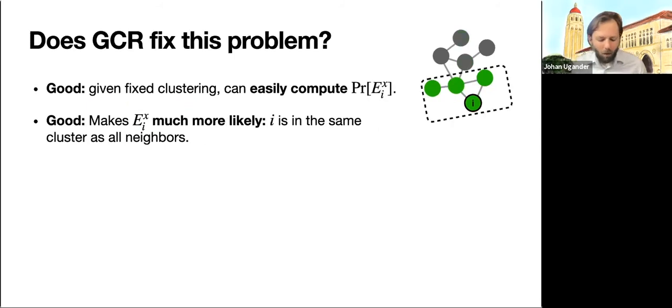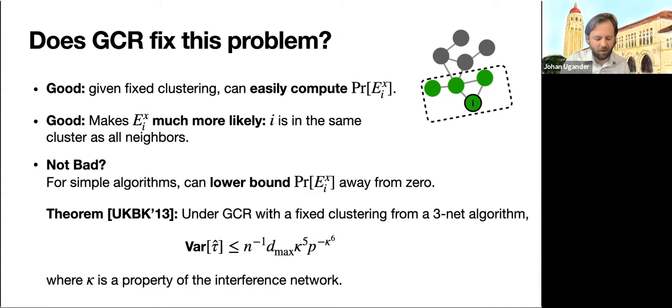So let's see which parts of this problem GCR fixes and what it doesn't fix, and then we're going to randomize it. Given a fixed clustering, you can easily compute the probabilities. The good news is all you need to know is how many clusters a node is connected to. This red node is connected to only 2 clusters, the one it's in and one other cluster. So you have independent coin flips at the cluster level, and that's great. It's actually pretty easy to compute the probabilities, and you can compute them for more complicated notions of exposure that come up in the 2013 paper. And the good news is that it makes the event of being network exposed to treatment or network exposed to control much more likely, because you're in the same cluster as your neighbors.